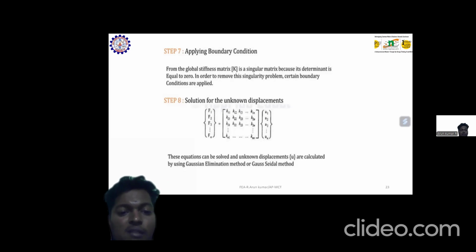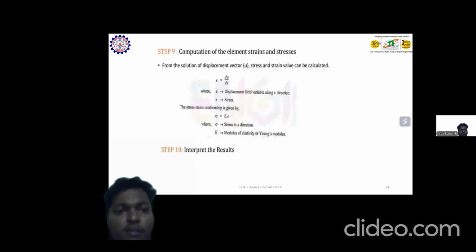These equations can be solved and the unknown displacements calculated using the Gauss elimination method or the Gauss-Seidel method. Okay. The next one, step 9, is the computation of the element strain and stress. From the solution of the displacement vector U, the stress and strain values can be calculated. For example, epsilon is equal to du by dx.